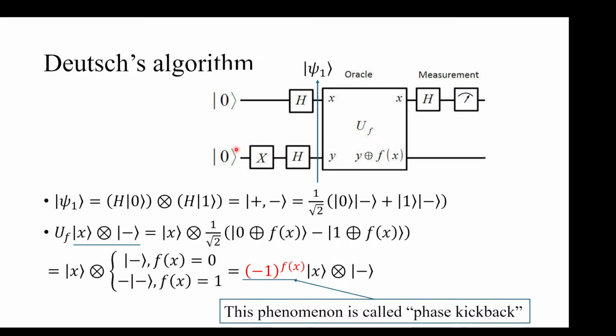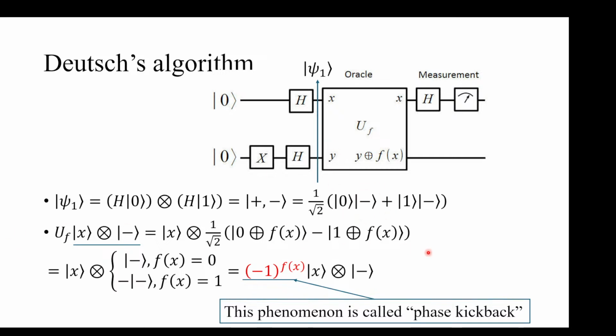At this point our state is plus tensor minus, and because of the calculation we are going to do later, we are going to separate this into a form that will be easier to calculate with. We separate the plus state into 0 plus 1, so this whole thing is 1 over square root 2 times 0 tensor minus plus 1 tensor minus. Then we start to explain why the second register being a minus state is very nice.